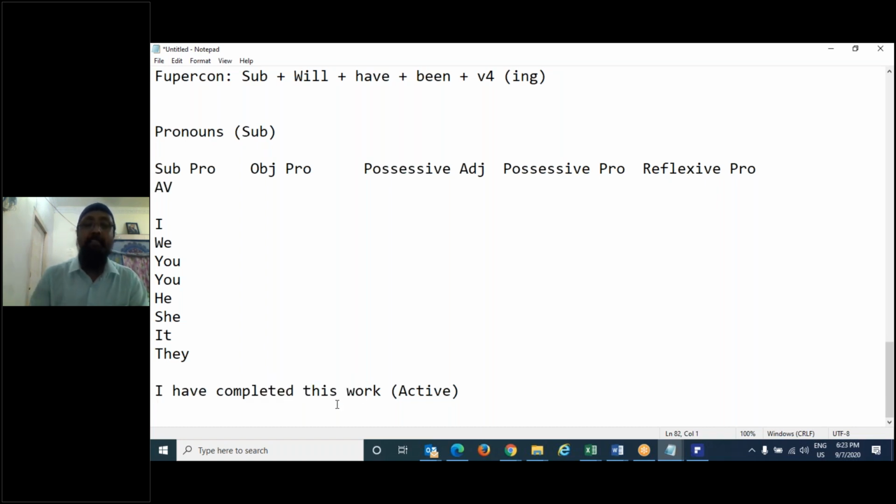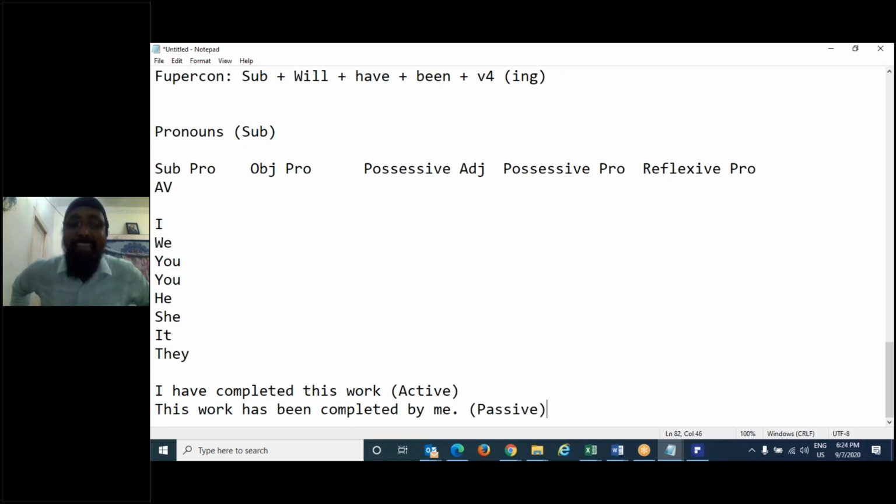So maybe you can see the sentence will be, this work, if we put it, has been completed by me. So what happens here is I is a subject pronoun in active voice. When it comes to object, or in passive voice, it becomes an object, and that's when the voice changes to passive voice. So me cannot begin a sentence. Me is always placed in the later part of the sentence, considered to be an object, and the voice also changes to passive voice.